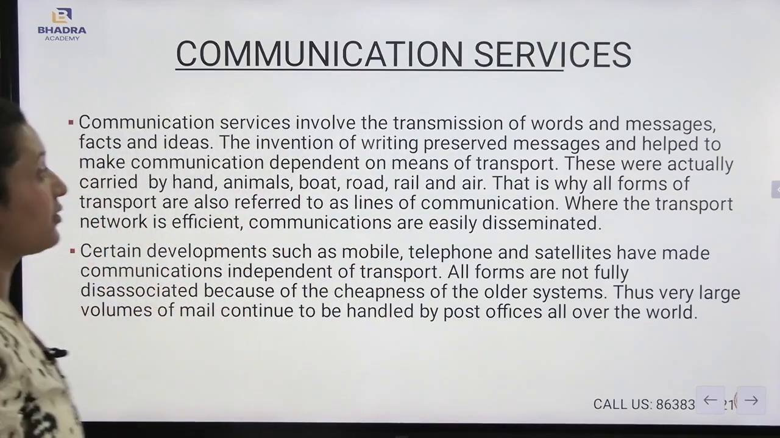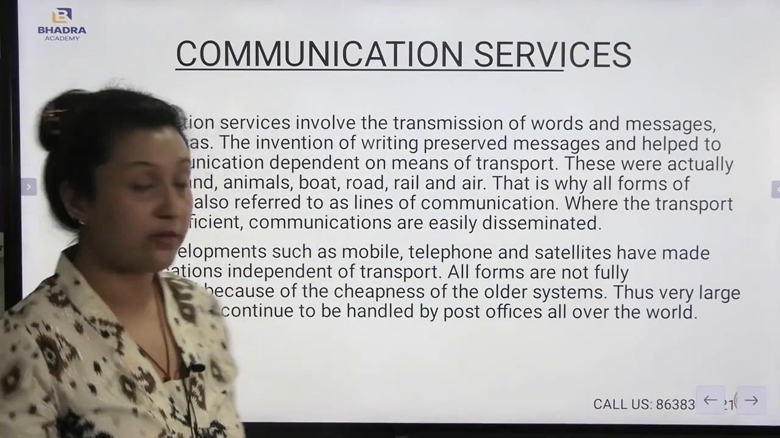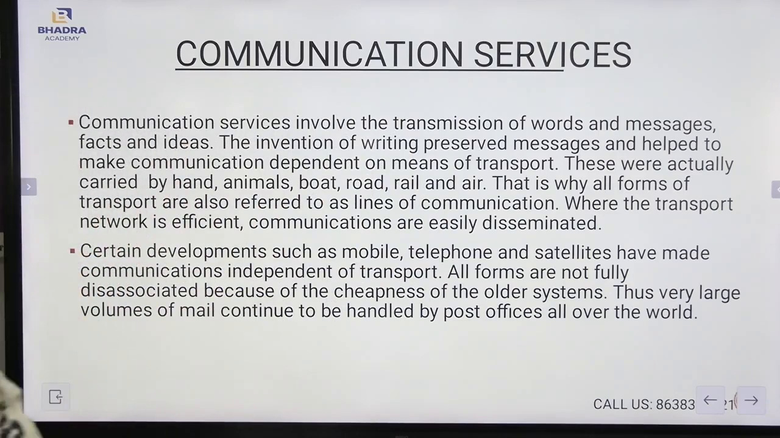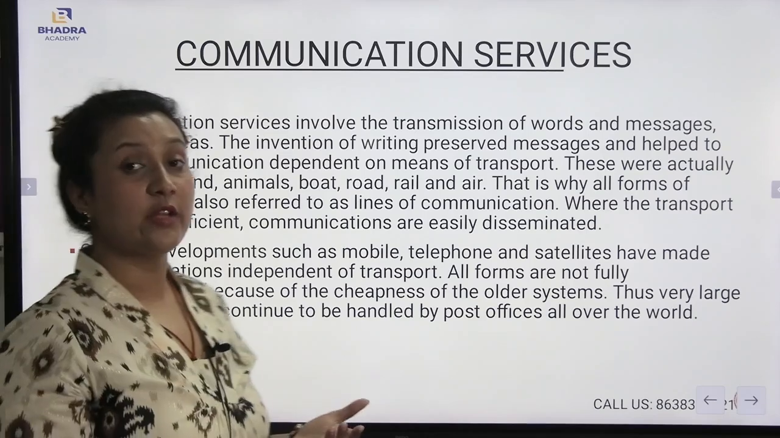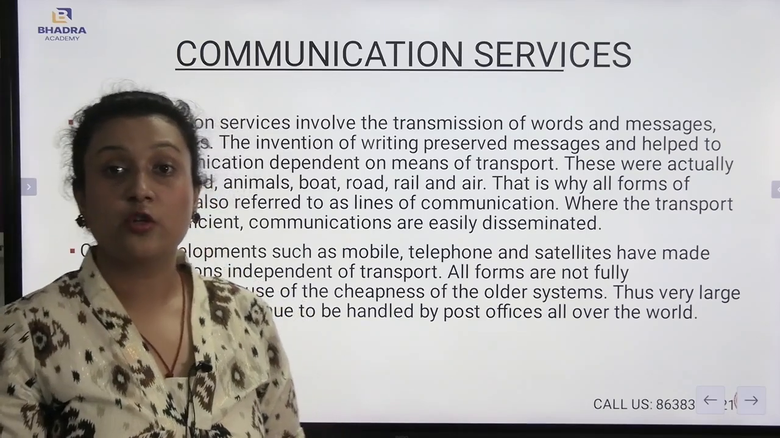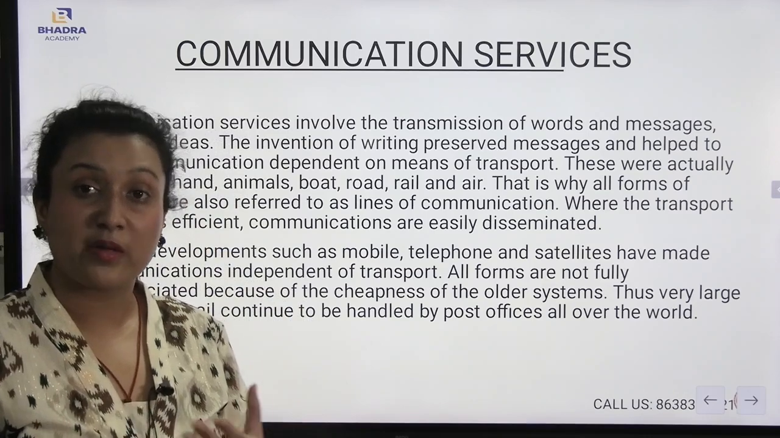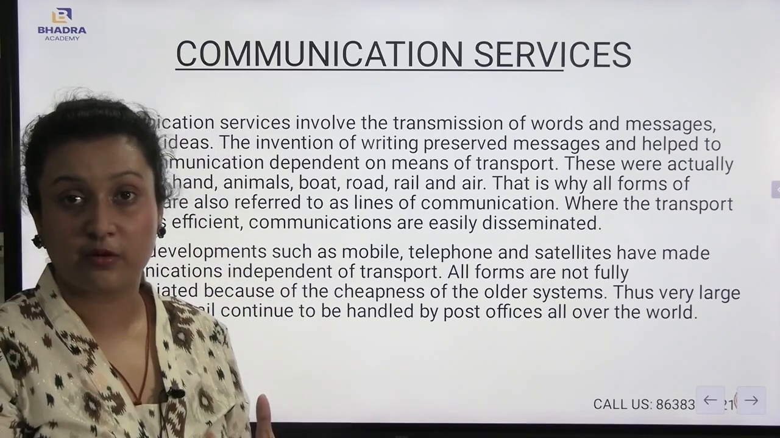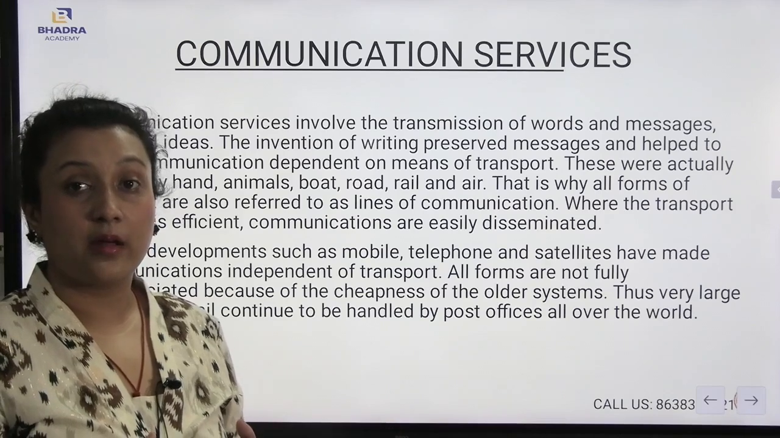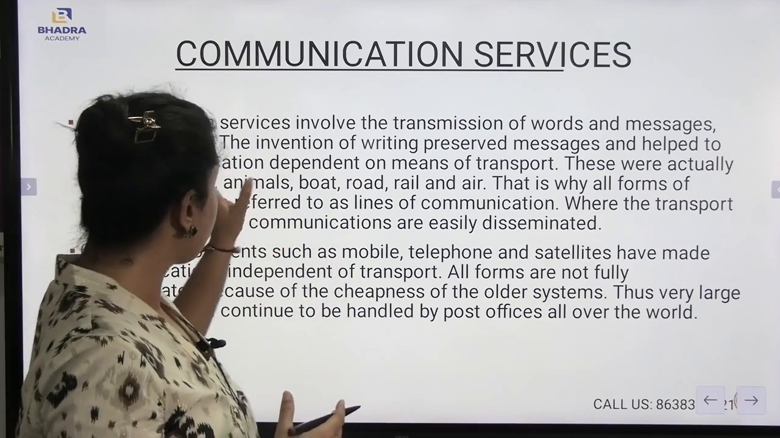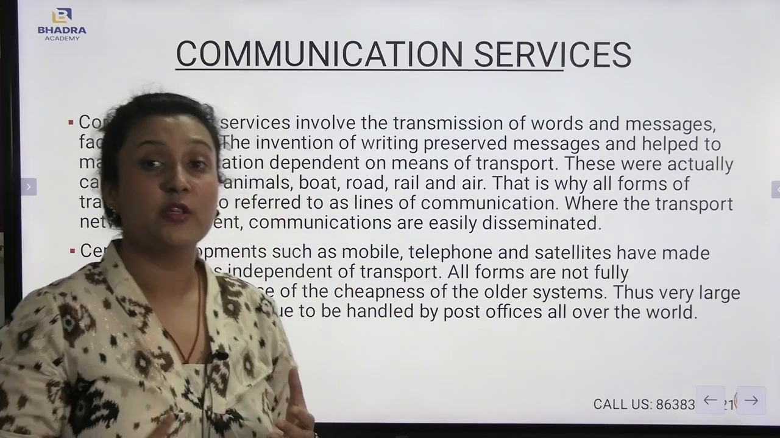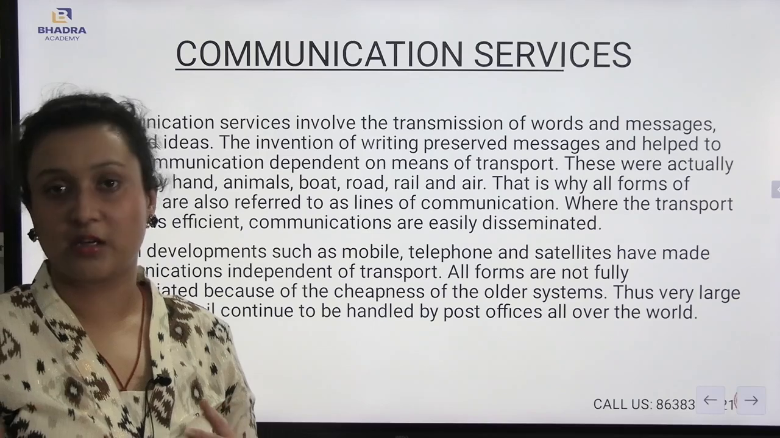Now, communication services. What do you mean by communication services? Communication services involve the transmission of words and messages, facts and ideas, the invention of writing, preserved messages, and help to make communication dependent on means of transport. You see, transmission of messages and words through those services is known as communication services, which means the transmission of words, messages, facts and information.